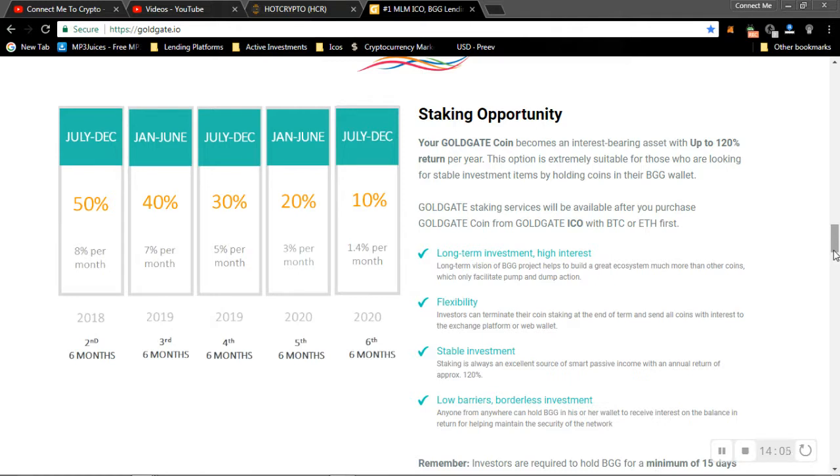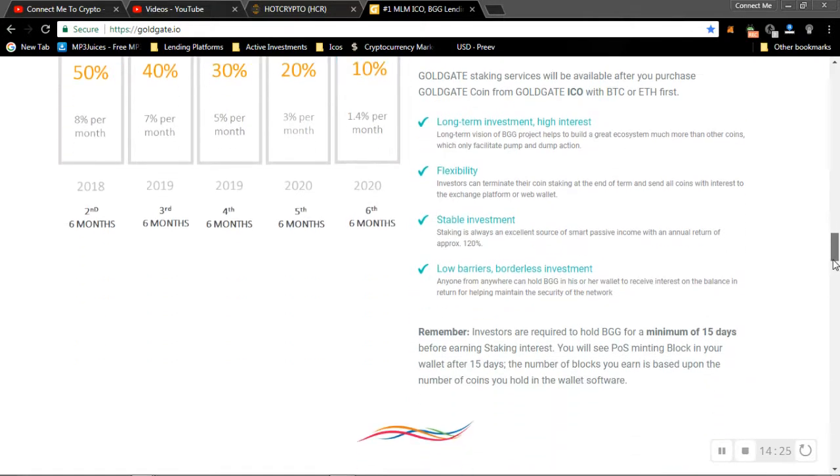So their flexibility, investors can terminate their coin staking at the end of the term and send all coins with interest to the exchange platform or web wallet. So the stable investment, staking is always an excellent source of smart passive income with an annual return of approximately 120%. So annual, that's yearly. So low barriers, borderless investment. Anyone from anywhere can hold BGG in his or her wallet to receive interest on the balance in return for helping maintain the security of the network.